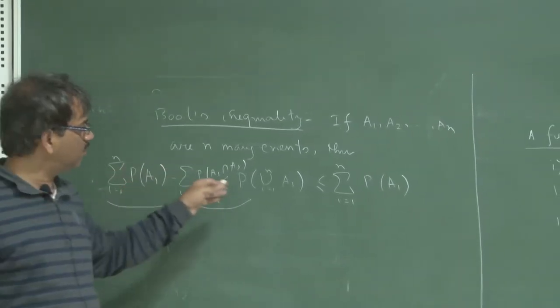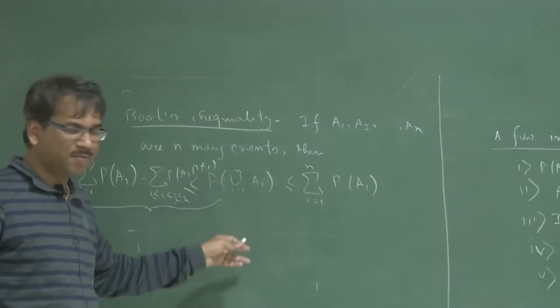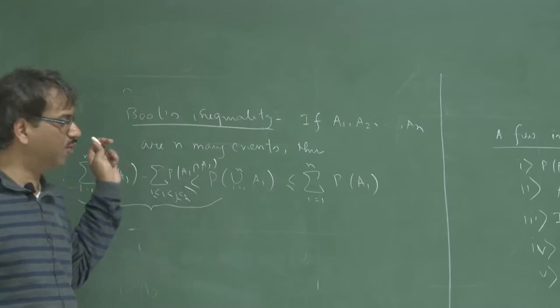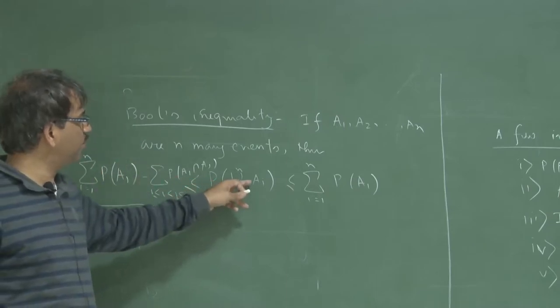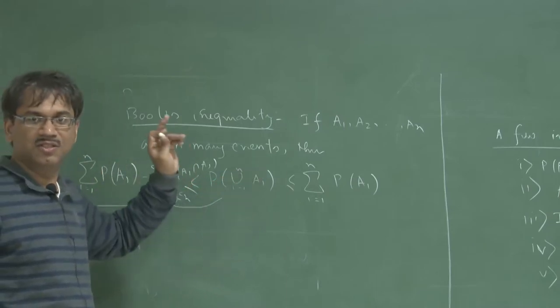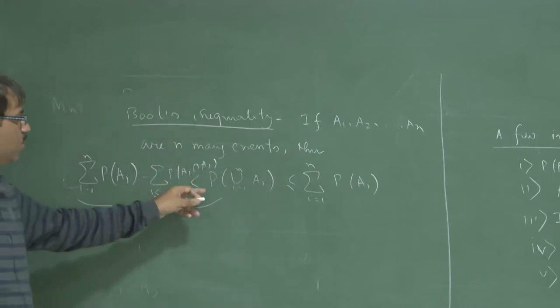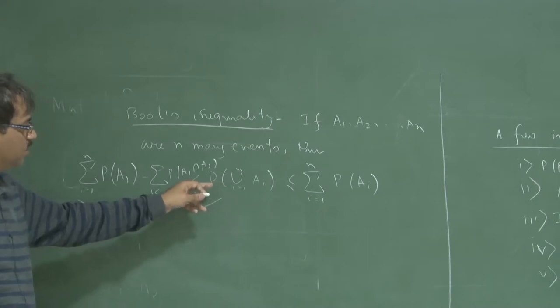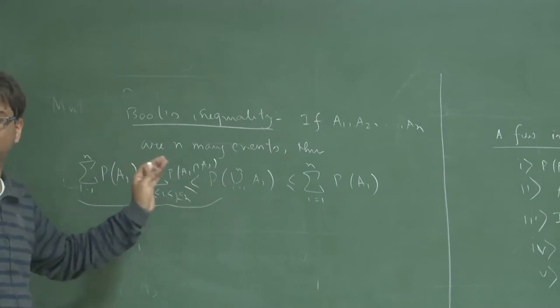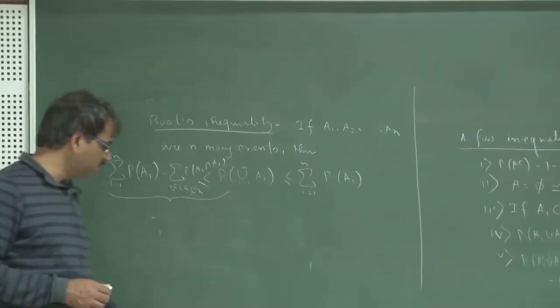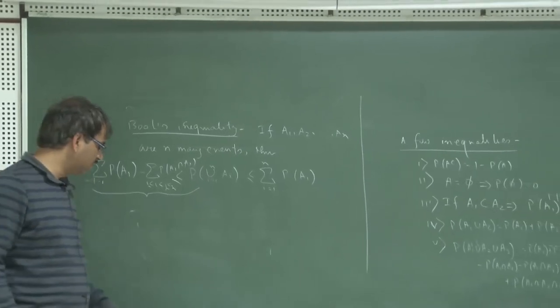Suppose we have a multiple testing problem, and we want to check whether at least one hypothesis is true or not. In that case, probability of union of Ai, where Ai is the event that the ith null hypothesis is true, is greater than or equal to some quantity, which will give you a number lying between 0 and 1. That is sometimes very crucial, a very strong result in statistical theory.